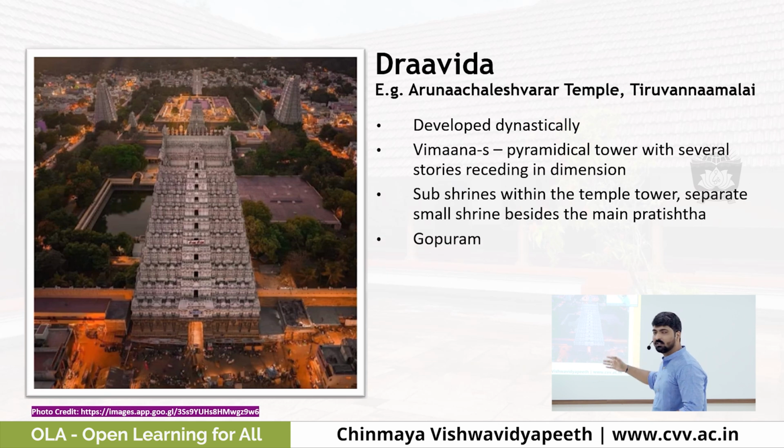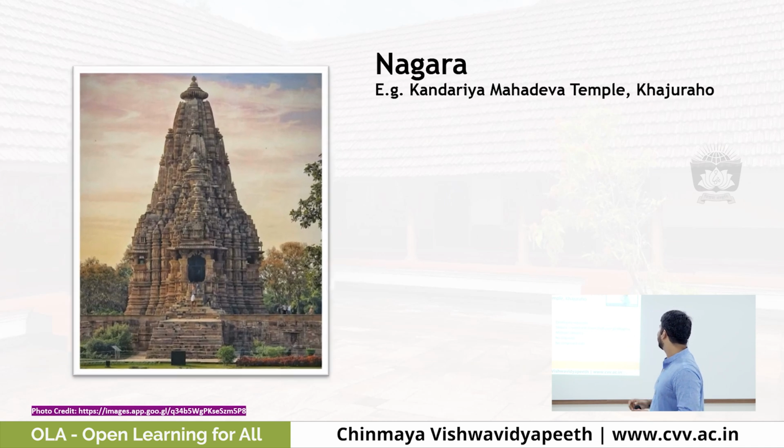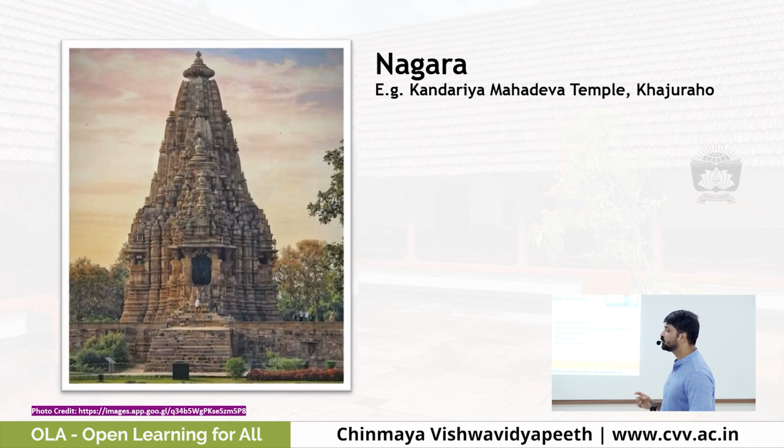And of course they will have Gopuram, and then it is always in a compound. It is always compound. It comes within the boundaries always. Nagara example, again I have mentioned it here. It is Kandariya Mahadeva temple, Khajuraho.